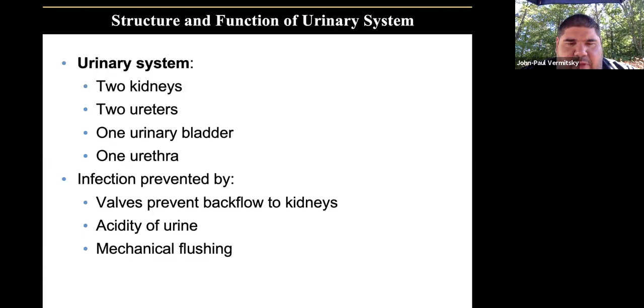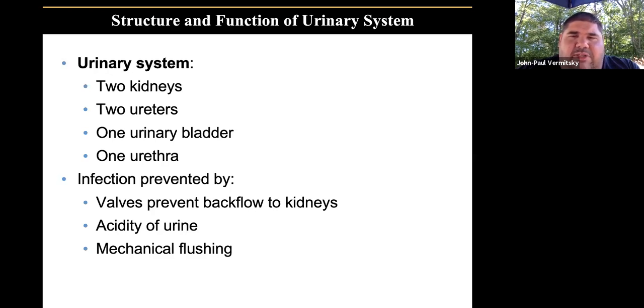Infections tend to be prevented by valves, which help by preventing backflow to the kidneys. Urine is acidic, and you also have the mechanical flushing of urine as well. Typically speaking, the urinary system is a sterile site, with no microflora or microbiome present. That's an area that we do want to make sure stays sterile. If you do have something growing, bacterial or even fungal, that is considered an infection.